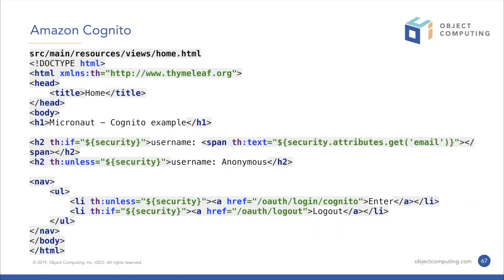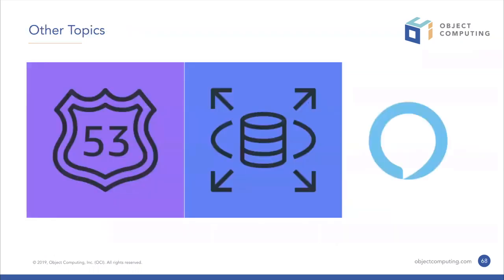Typically logout in this scenario, since we are not saving any state, the only thing that we have is a cookie with a JSON web token. Logging out a user from a Micronaut application in this case normally means only removing the cookie. So, a pretty simple endpoint. We have a couple of other things that I am not going to talk about today.